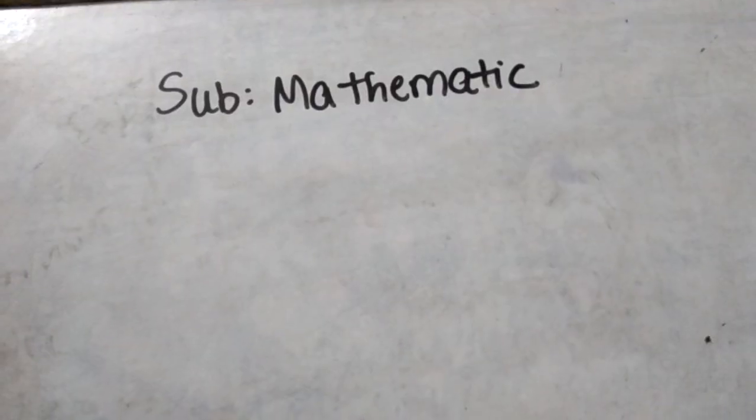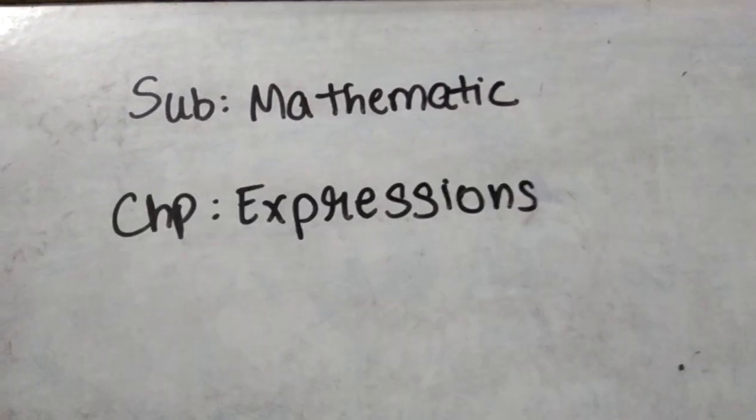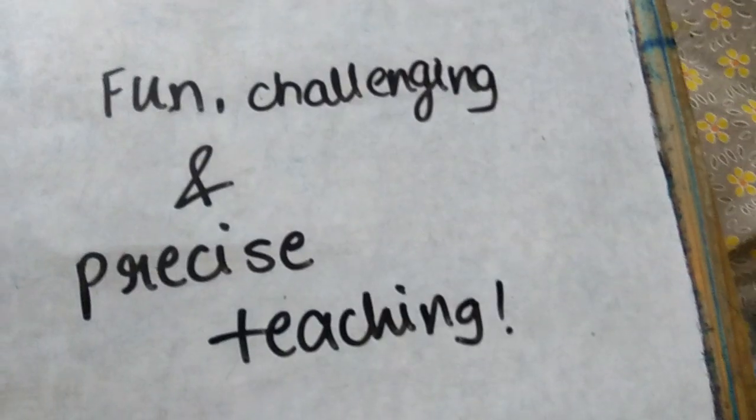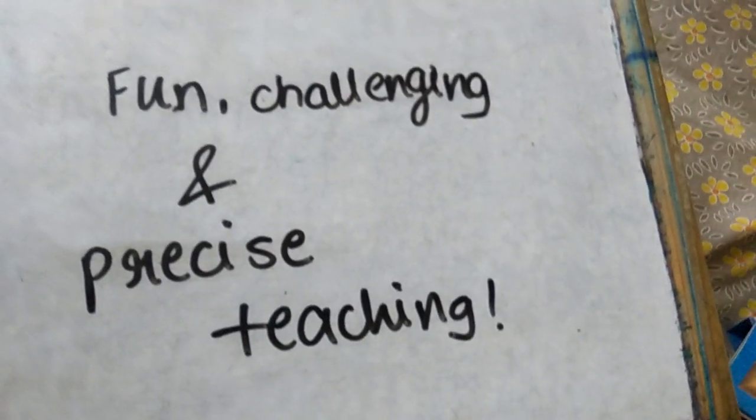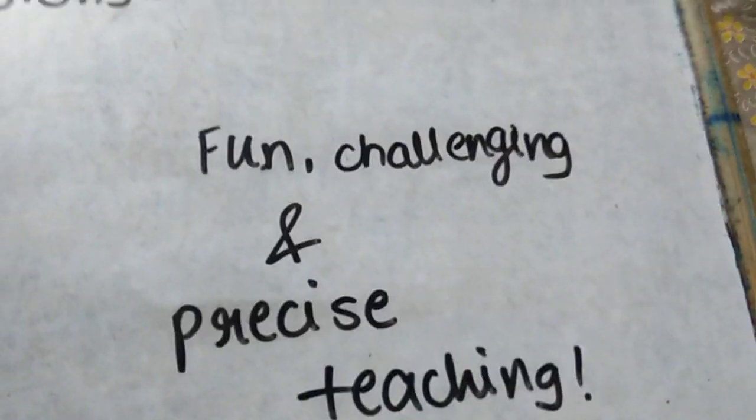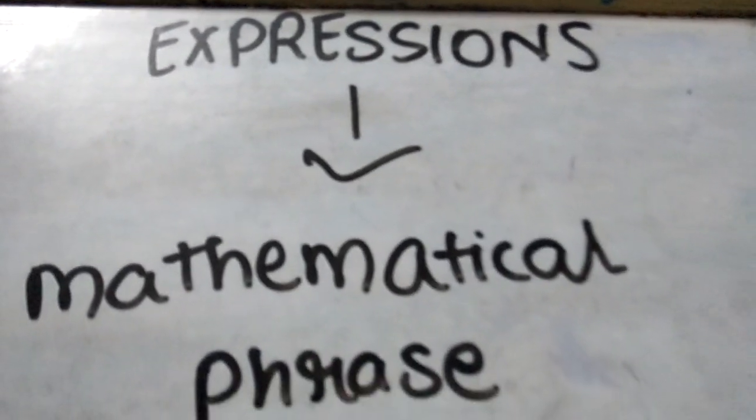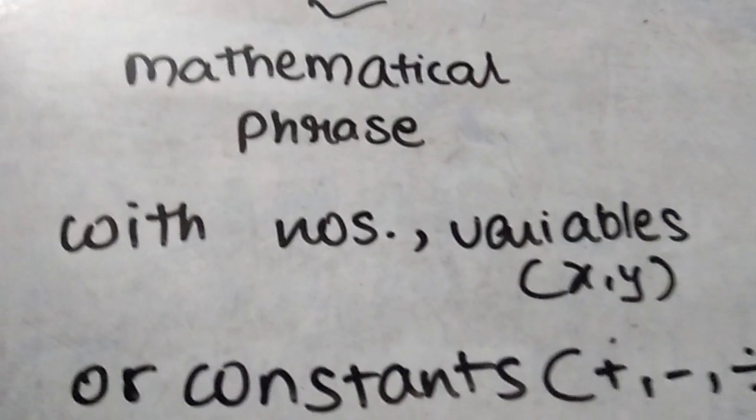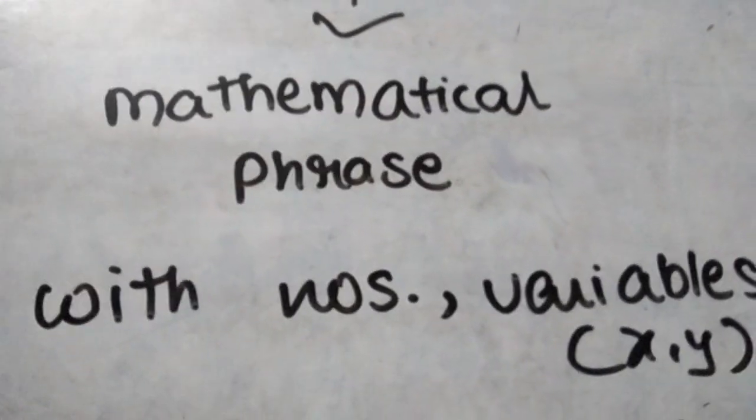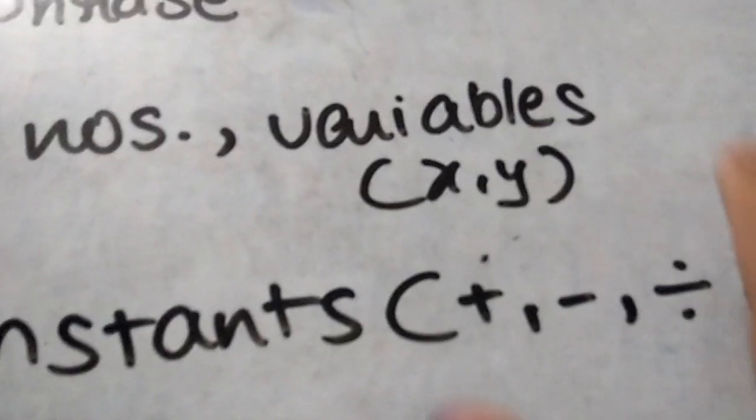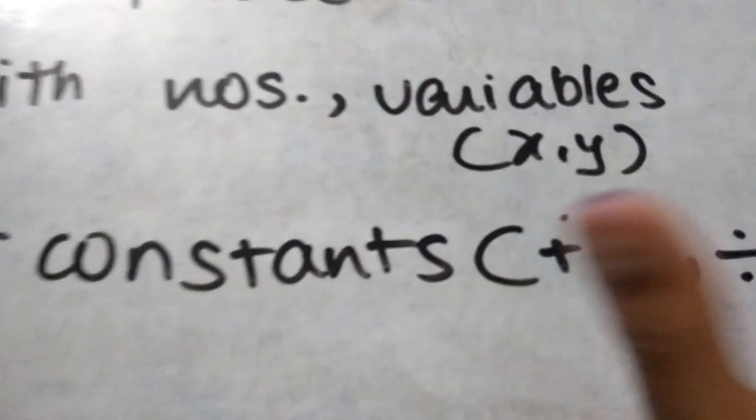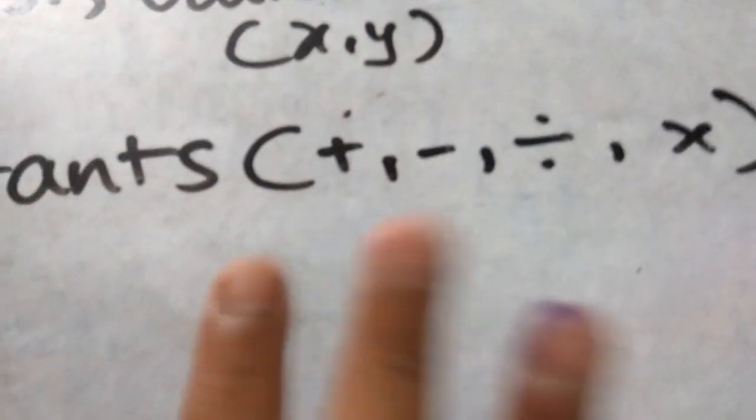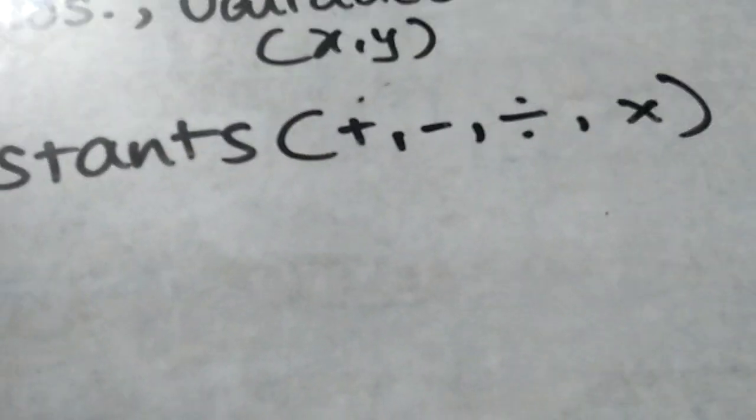We will be doing the mathematics chapter, expressions. We teach in a fun, challenging and precise way. Now let's get started. Most of you must be knowing what an expression is. But for those of you who don't, an expression is a mathematical phrase consisting of numbers, variables, which are letters like X, Y, Z, A, B, C, and constants, which are basic addition, subtraction, division and multiplication.